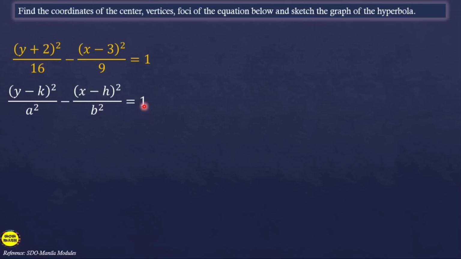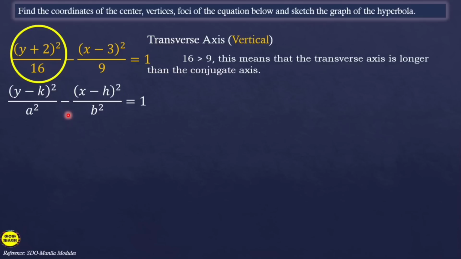So, kung napanood nyo yung introduction of hyperbola, binanggit ko doon na kapag ang nauna ay y minus k squared sa equation natin, ibig sabihin yung transverse axis nito ay vertical. And then, since yung 16 ay mas mataas sa 9, this means that the transverse axis is longer than the conjugate axis natin. So, una natin gagawin, of course, kunin natin yung value ng A, B, and C para makuha natin yung vertex at the same time yung coordinates ng center natin at ng focus.